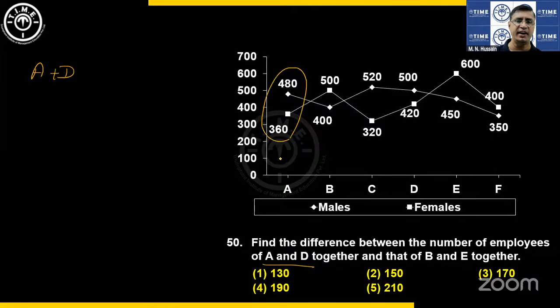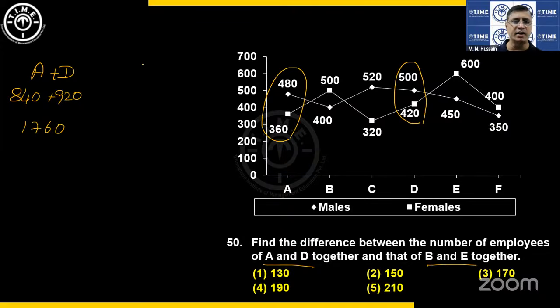360 plus 480, that is 840. And what about D? D is equal to 500 plus 420, that is 920. By adding these two, it is 1760.